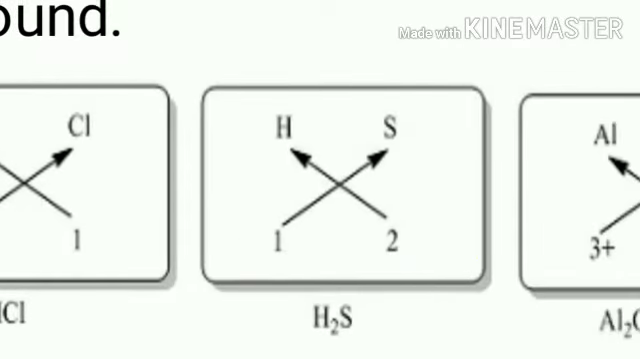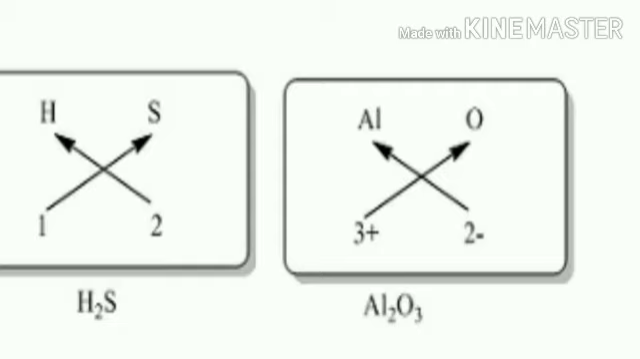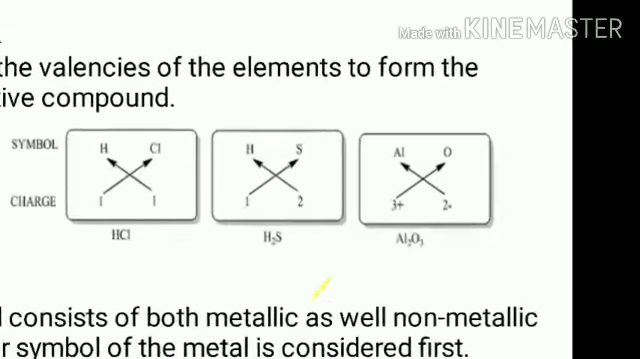Now the valency of hydrogen is 1, valency of sulfur is 2. So the formula is H2S after the cross multiply. Valency of aluminum is +3, and valency of oxygen is -2. After the cross multiply, we find Al2O3. This is aluminum oxide. This is the process by which we can write the chemical formula.